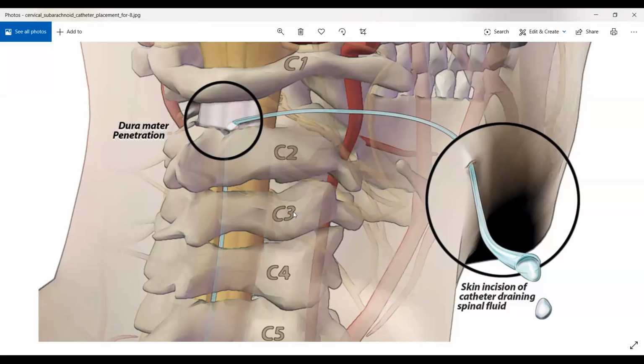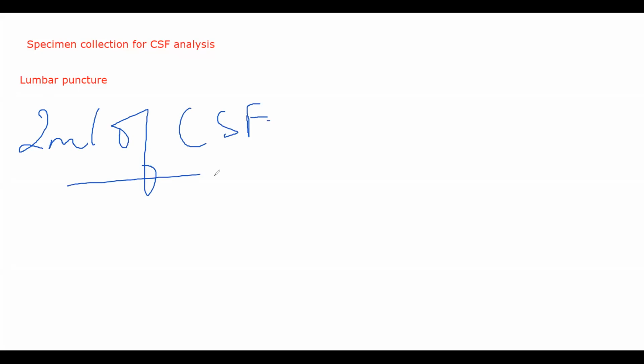यहाँ पर laterally जा रहे हैं, वहाँ पर lumbar puncture में straight जा रहे थे, उतना ही difference है, and location में difference है. Now normally these are the procedures for collecting CSF. Okay, normally you will take up to 2 ml. Okay, generally 2 ml of CSF is withdrawn. Yeah, that is more than enough generally.